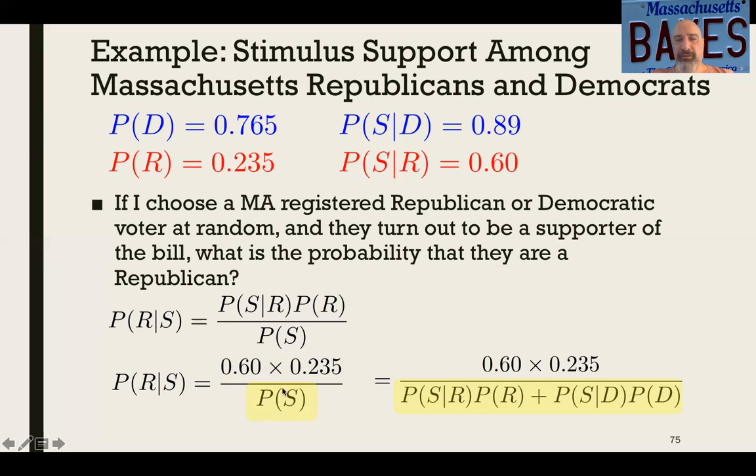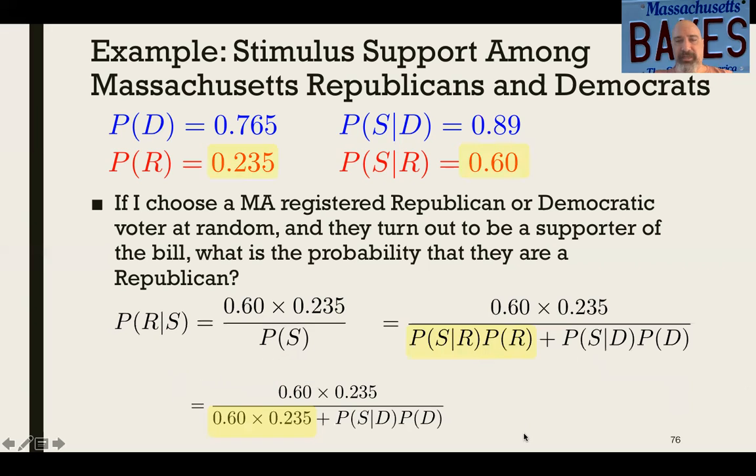So what is the probability of support? It's the probability that they support given that they're Republican, weighted by the probability they're Republican, plus the probability they support the stimulus given they're Democrat, weighted by the probability that they're Democrat. It's a kind of weighted average of the ways in which they could be supportive. They could be Republicans who are supportive, but that's a smaller share of the population. They could be Democrats who are supportive of the bill, but that's a larger part.